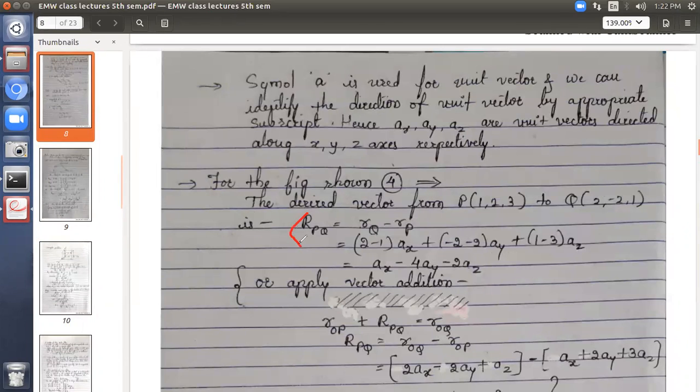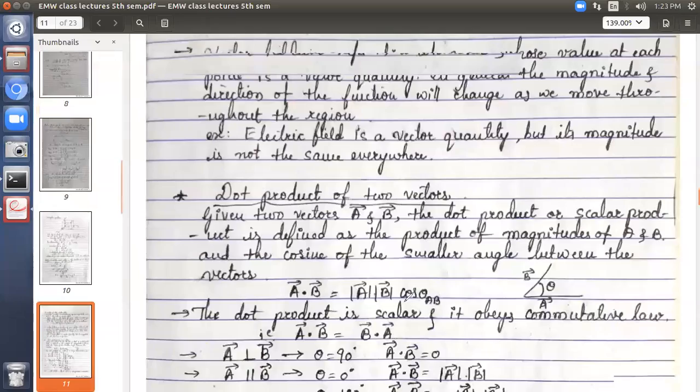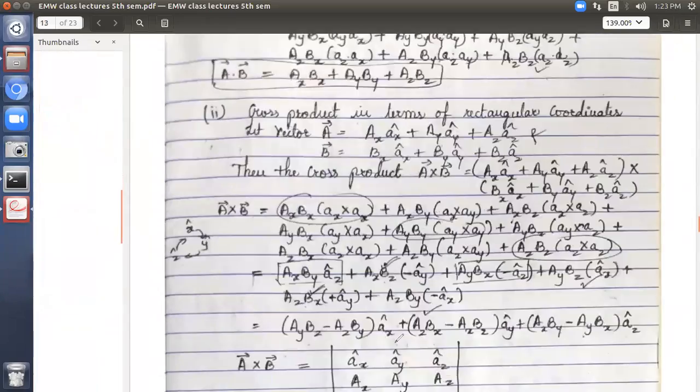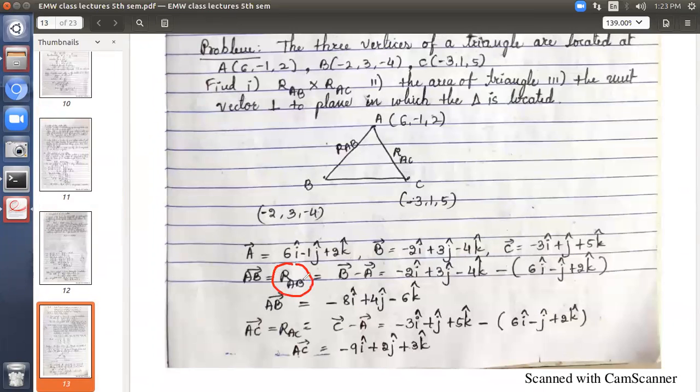If any vector is there, RPQ, you write RQ minus RP. Whatever the second suffix is, that value minus the first suffix. So here also, let us take that. RAB is the second suffix minus the first suffix, B minus A. So B is here, A is here. Take minus 2, minus 6, then plus 3, minus 1, minus 4, minus 2. So you will get this first vector.